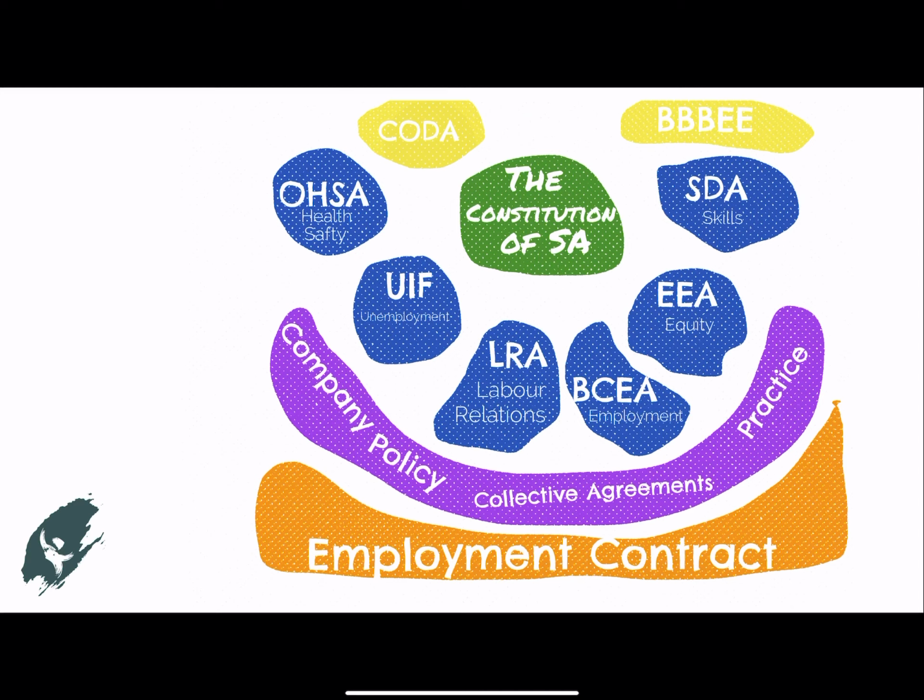And it has a trickle-down effect. So organizations who are doing business with the government sector require that their suppliers do well in terms of their equity, their broad-based economic empowerment, because their scores influence the primary business.